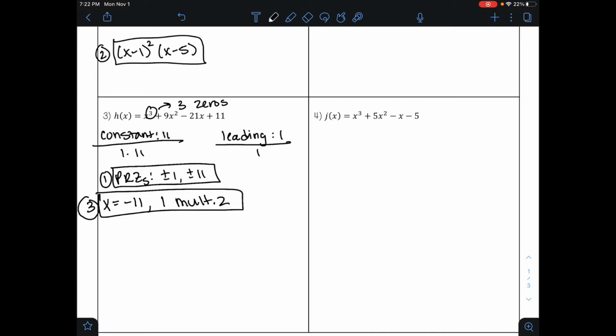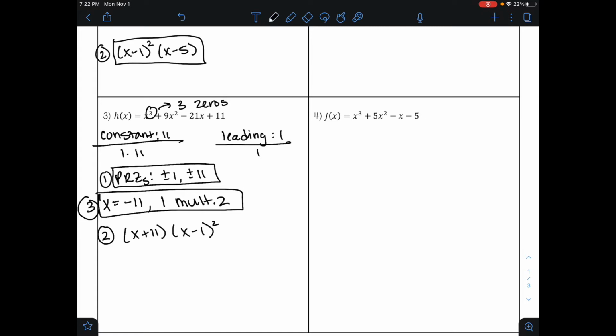The last thing that we need to find are the factors. Well, if negative 11 is a 0, then x plus 11 is a factor. And if 1 is a 0, then x minus 1 is a factor. 1 happens twice, so that means it has an exponent of 2.